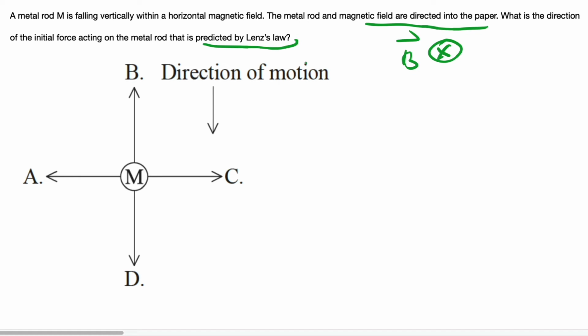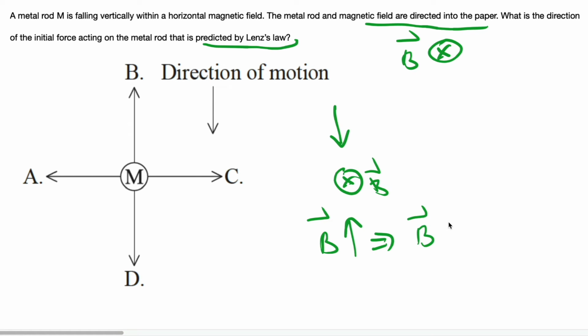So Lenz's law says that an induced voltage will produce an induced magnetic field to oppose changes in magnetic flux, right? And here, the magnetic field is pointing into the page, and when the object is falling vertically within the horizontal magnetic field, the magnetic field experienced by the metal rod increases. Thus, the induced magnetic field will point out of the page to oppose the change. So from this one, you should know that the answer will be B.